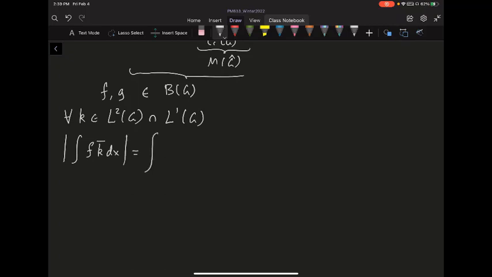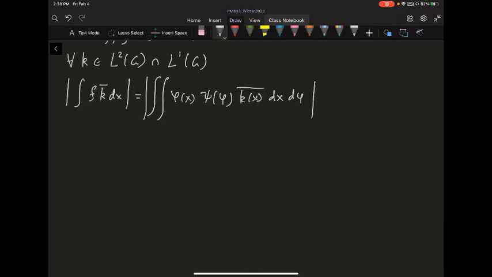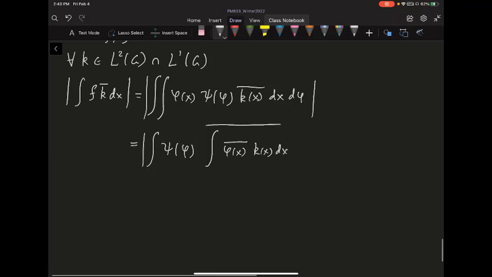Let's write it out by definition: f is the integral of phi(x), the inverse Fourier transform, of psi of phi, and then I also have k(x), the whole thing conjugated. I have two integrals, one dx and one d phi, one on G and one on G hat. Now let's reorganize this integral a little bit. Let's move psi of phi outside, and I do the integral on x first. So I have phi(x) and k(x) bar, but let's put a bar here and a conjugate over here, and then I have dx and d phi.